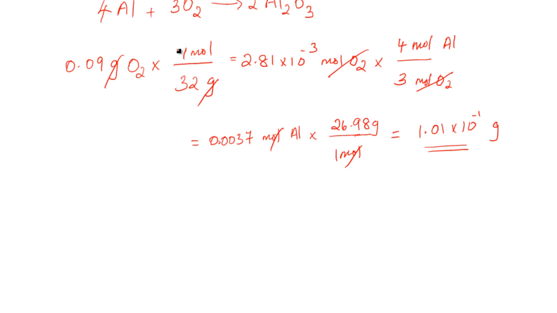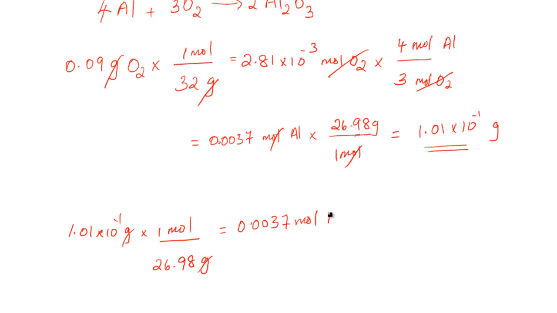Two and 4 will be easy for the ratio to be used. Then let us pick up aluminum. So we calculated the aluminum's mass, 1.01 into 10 to the power negative 1 grams. We can convert that to moles. This is the reverse process of what you did right here. So 1 mole over 26.98 grams. So you should get back the 0.0037 moles of aluminum, right?